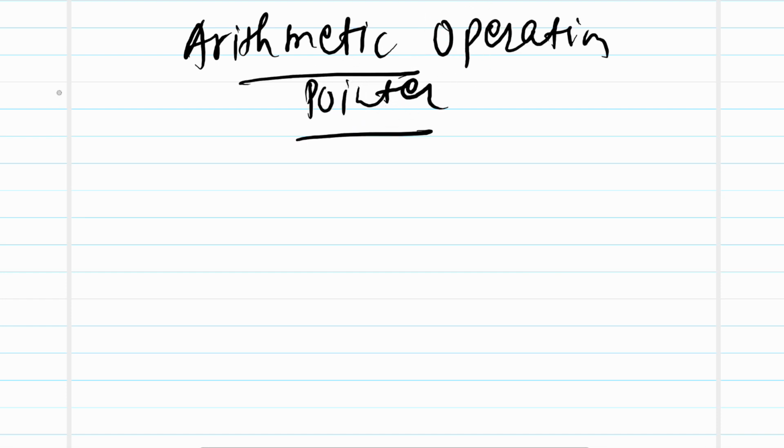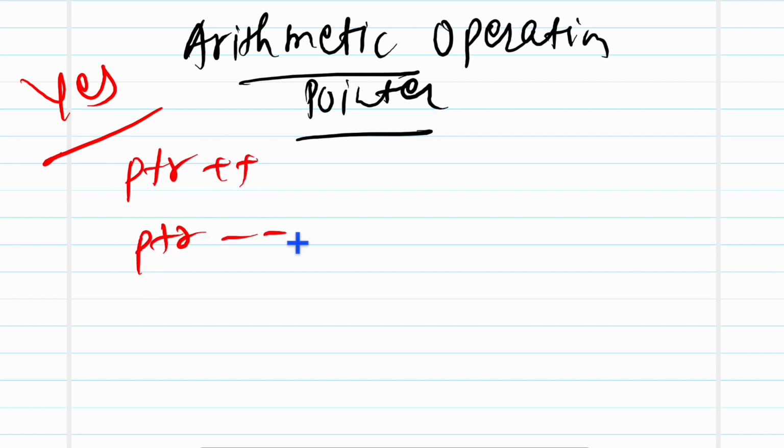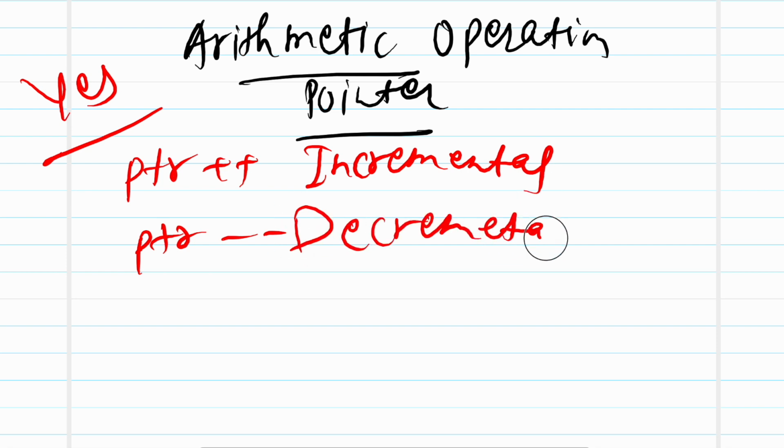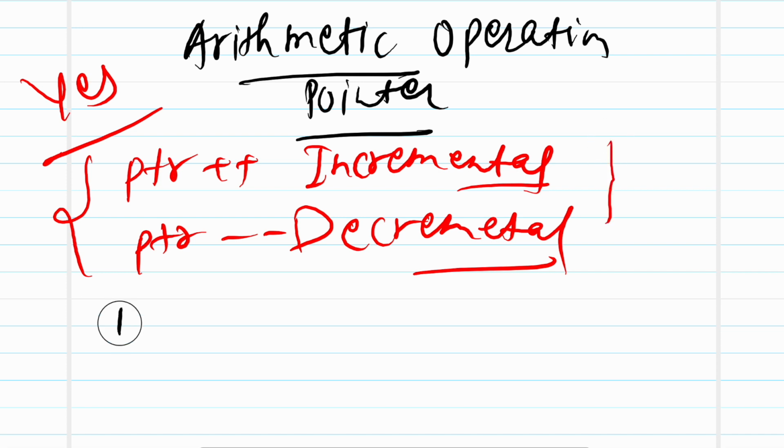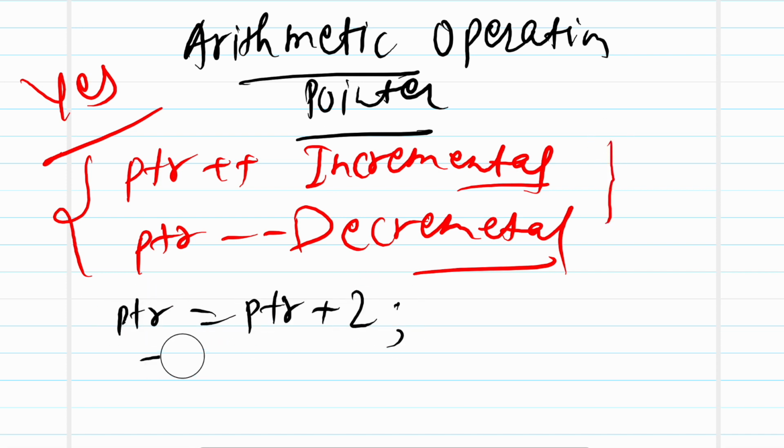The next question, can we perform arithmetic operations on these pointers or not? The answer is yes. Till now I have used them many times. You could have seen I was using ptr++ or ptr--. So this is an increment operation and this is a decrement operation, right? So these two arithmetic operations we perform very often. We also perform addition operation. We increase the pointer and assign it back to this, which increments the pointer by 2 elements.